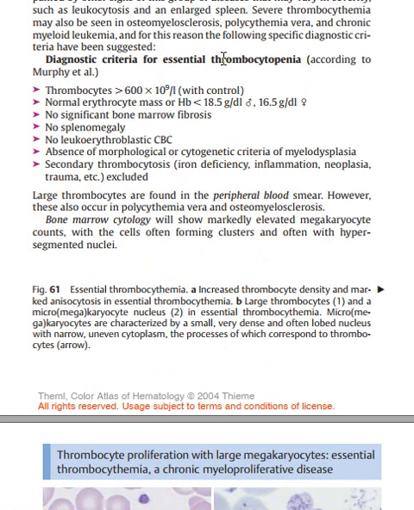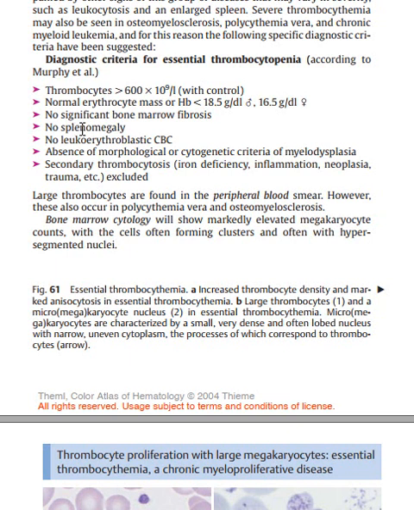Now, we have diagnostic criteria of essential thrombocythemia. So you have different diagnostic criteria. The first one is that the thrombocyte level should be greater than 600 times 10 to the power 9 per liter. The hemoglobin level should be less than 18.5 gram per deciliter, because if it is greater than 18.5 gram per deciliter, you may think of polycythemia vera as a differential. No significant bone marrow fibrosis, because if there is significant bone marrow fibrosis, the differential of essential thrombocythemia is going to be osteomyelosclerosis.